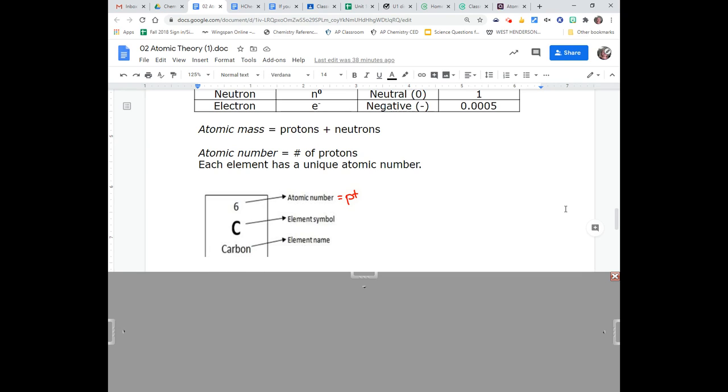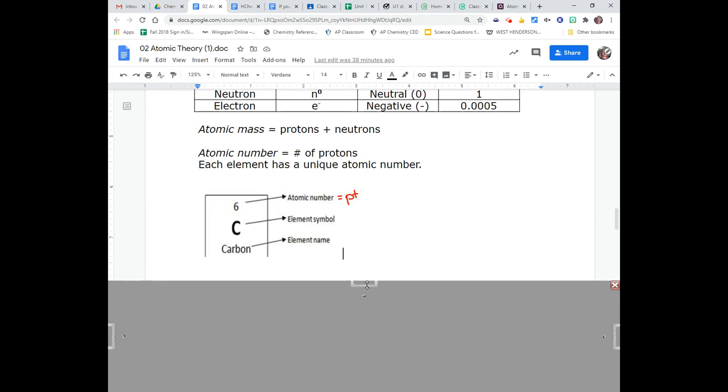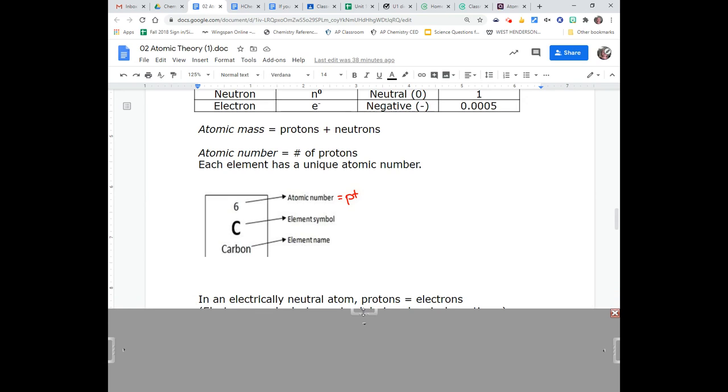So if we're looking at a particular element, we can figure out how many protons, neutrons, and electrons there are by knowing what the element is and knowing its mass. We also would be able to figure out the number of electrons if it were electrically neutral, because our protons equal our electrons. So our positive things equal our negative things, making a neutral atom. All right, so let's deal with neutral atoms here for a second.